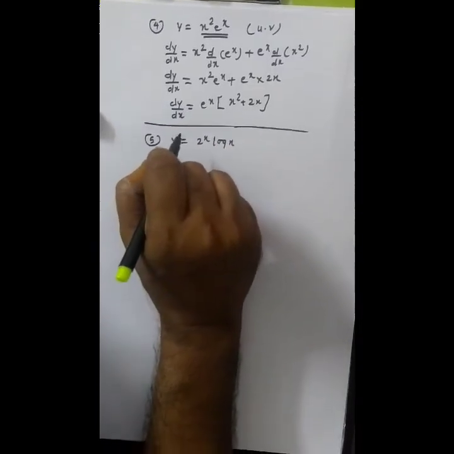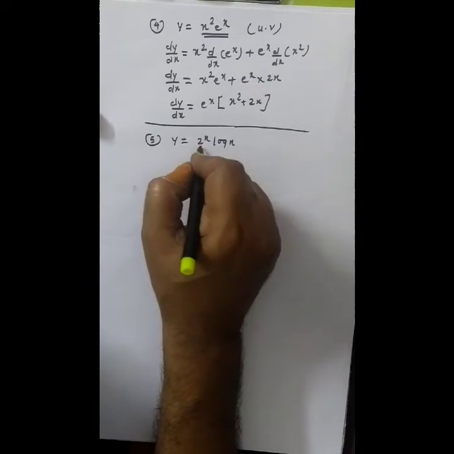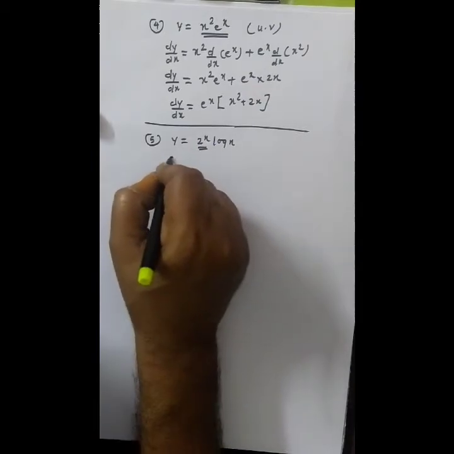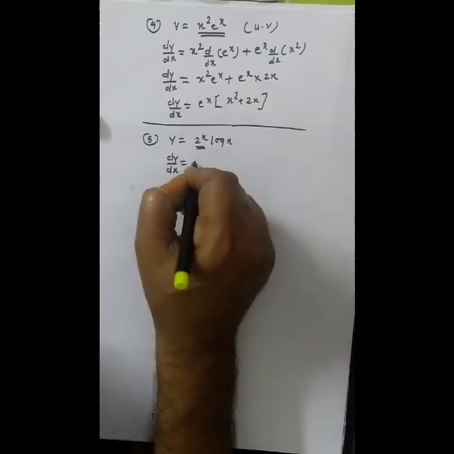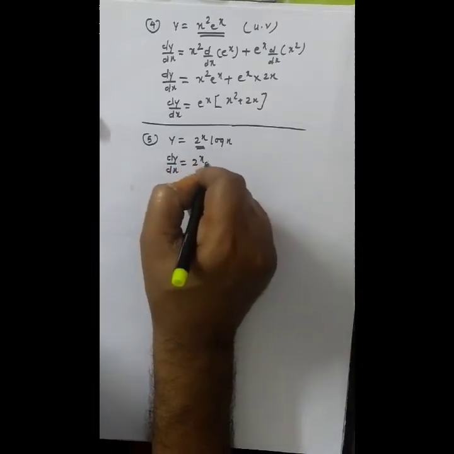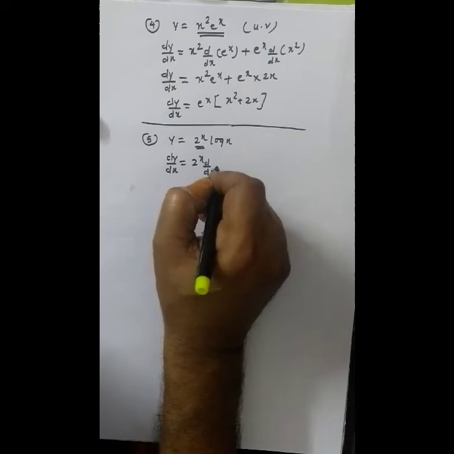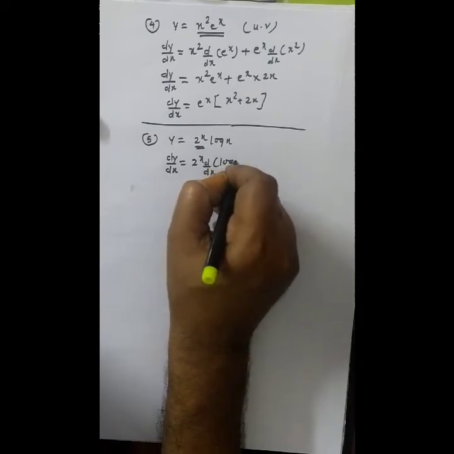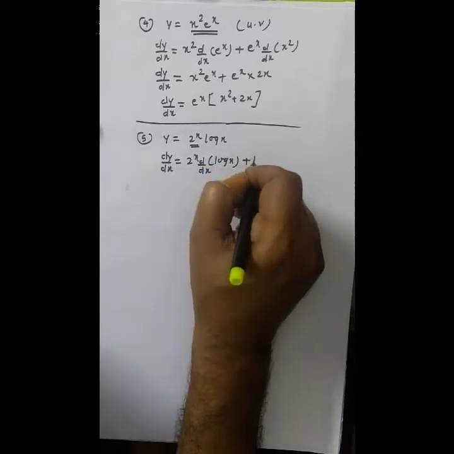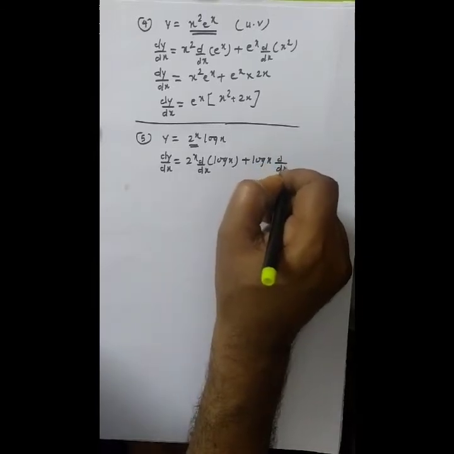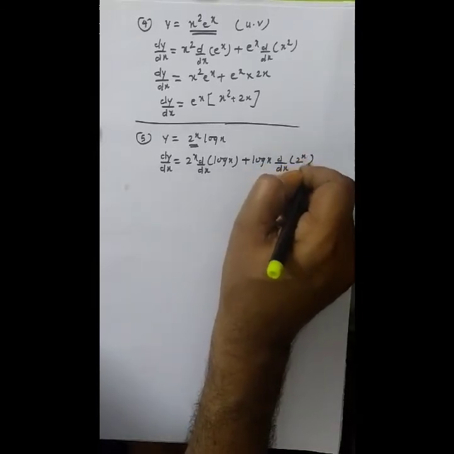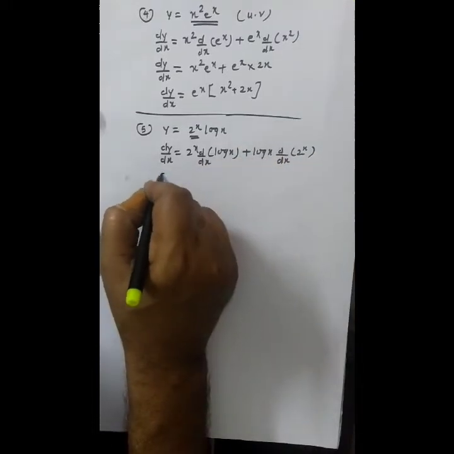Again it is u into v. 2 raised to x is like a raised to x. So dy by dx will be, total is u into v, 2 raised to x into d by dx of log x, plus log x into d by dx of 2 raised to x.